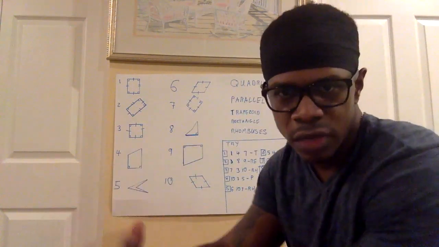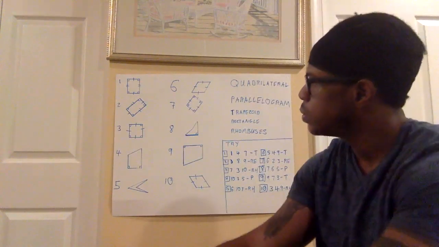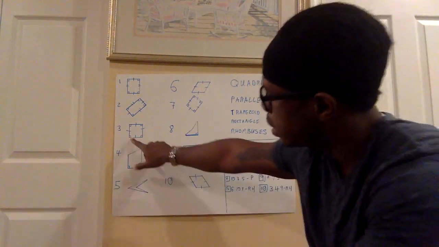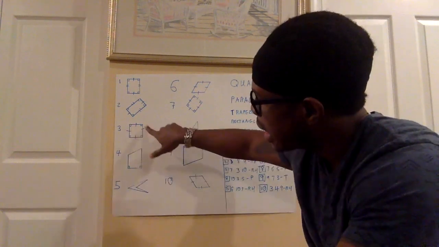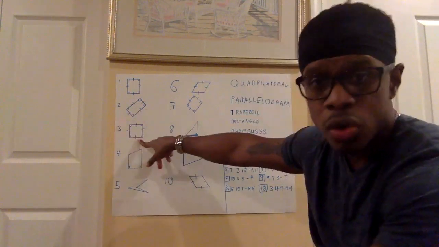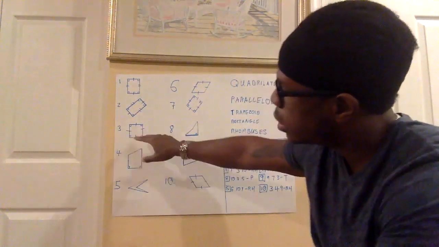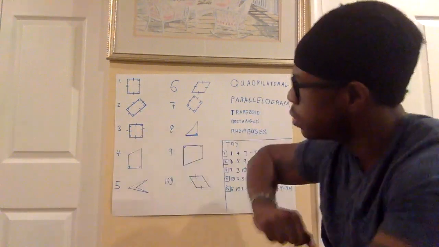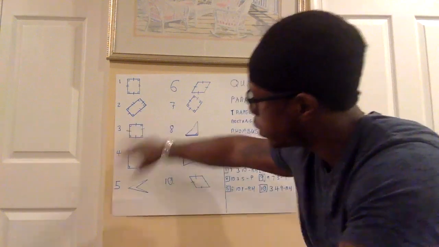Number 3. If I say number 3 is not a rectangle, would I be correct? No, I would be incorrect. Number 3 is a rectangle because it has the 4 right angles, or the 4 90-degree angles, and it has 2 pairs of parallel sides. So this would also be a square and a rectangle. So rectangles can also be squares. So this is a rectangle because 4 90 degrees and 2 pairs of parallel lines.